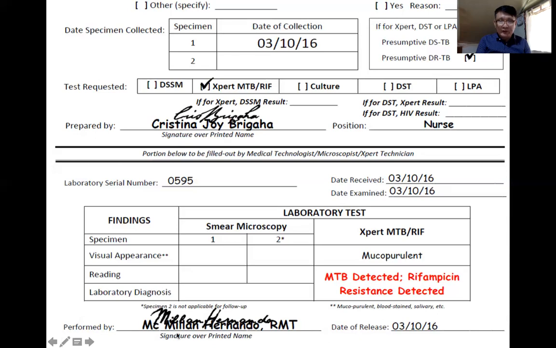So we have the signature of the medtech or the expert technician. So they have to write the complete name with their signature. And then they also need to indicate the release of their result, when they released the result, okay? So I think that's all.